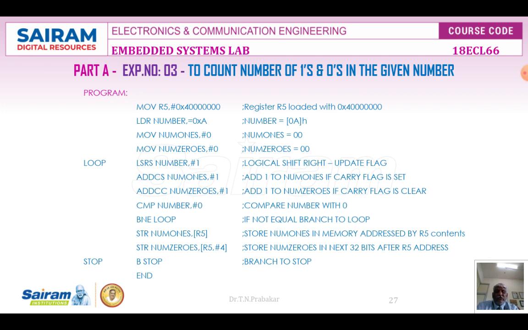The command STR num1s is useful for storing the count of number of ones in a location that is pointed to by the contents of R5. Already we have initialized the content of R5 as 0x4 followed by 7 zeros. So in that location, the value of num1s will be stored. That is, in that particular location, 0x4 followed by 7 zeros. It's going to be a 32-bit number.